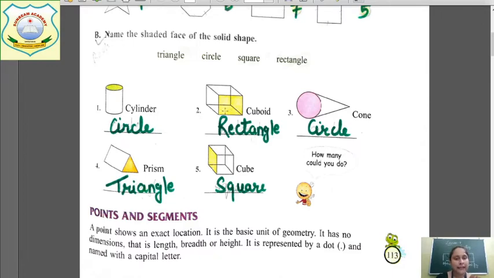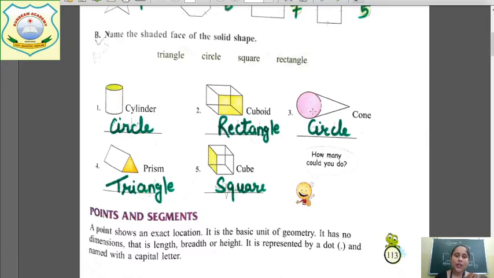Now, see the second figure. In second figure, in cuboid, the shaded part is showing which shape? Tell me who is going to guess. Okay, so all the guessings are correct and the answer is rectangle. Now see the third shape. In third shape, you can see it is a cone. Now you all eat ice creams, you all wear birthday caps. It is conical in shape. Yes, it is a cone shape.